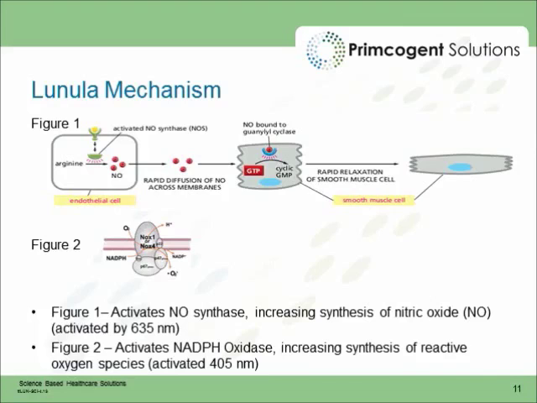The red laser activates a pathway known as nitric oxide synthase. And nitric oxide synthase is a mechanism that's responsible for producing nitric oxide. So when we introduce the 635 nanometer wavelength with Lunula, that activates the nitric oxide synthase pathway, which produces NO, and then NO can result in smooth muscle relaxation. That increases blood flow. So 635 nanometers has an extensive background on improving blood flow.